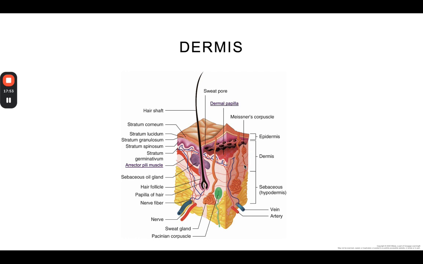Produced by fibroblasts, collagen makes up 70% of the dermis. Fibroblast cells produce proteins and aid in production of collagen and elastin. Elastin is a fibrous protein that forms elastic tissue and gives skin its elasticity.